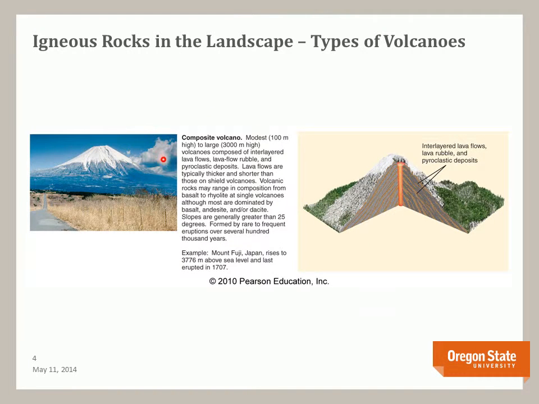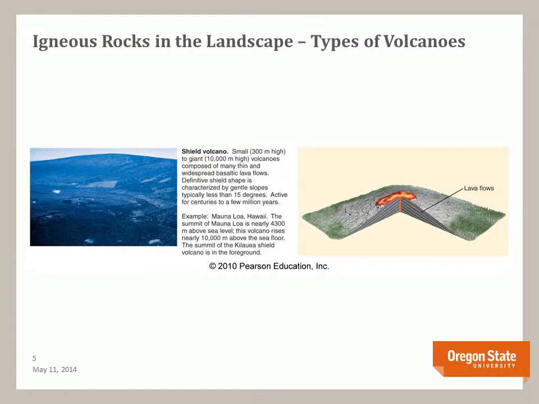The next type of volcano are the composite volcanoes, and these are your typical upside-down ice cream cone volcanoes that have moderately steep slopes, a crater at the top, and are fairly large in size. This is Mount Fuji in Japan. These volcanoes consist of a variety of rock types, all the way from basalt to rhyolite. They also consist of interlayers of lava flows, lava rubble, and pyroclastic flows. And the buildup of these layers is what gives the relatively steep flanks of these volcanoes. These take a while to form, several 100,000 years, and are quite spectacular.